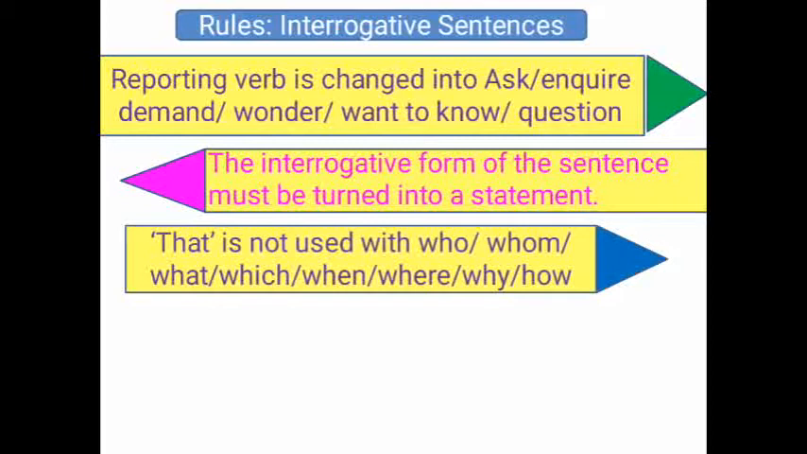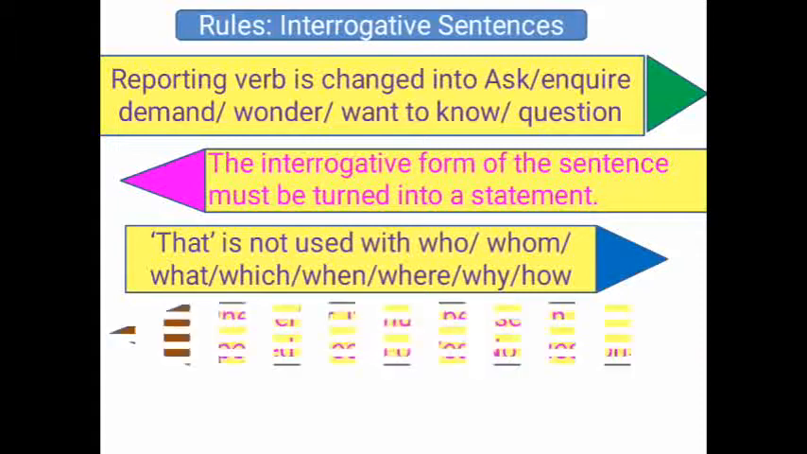The conjunction that is not used with who, whom, what, which, when, where, why and how. So if your sentence, that is your question, begins with a WH word, we call these interrogatives WH questions. So these are information seeking questions. If your interrogative sentence begins with a WH word, then we don't use the conjunction that, but we retain the WH word in the indirect speech.